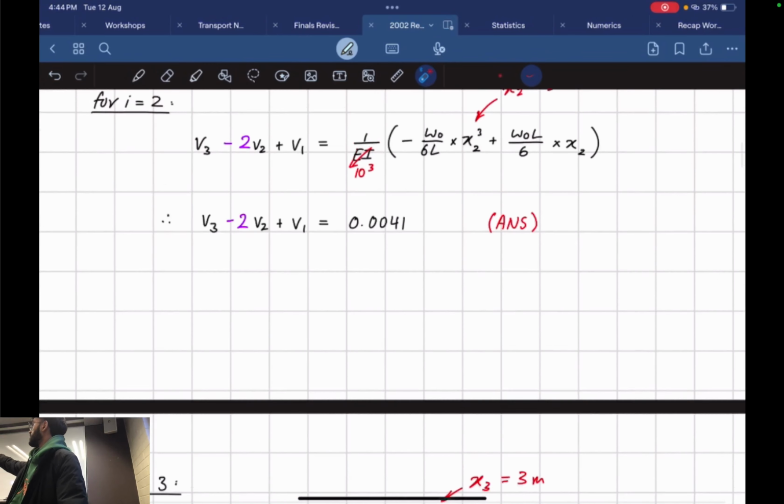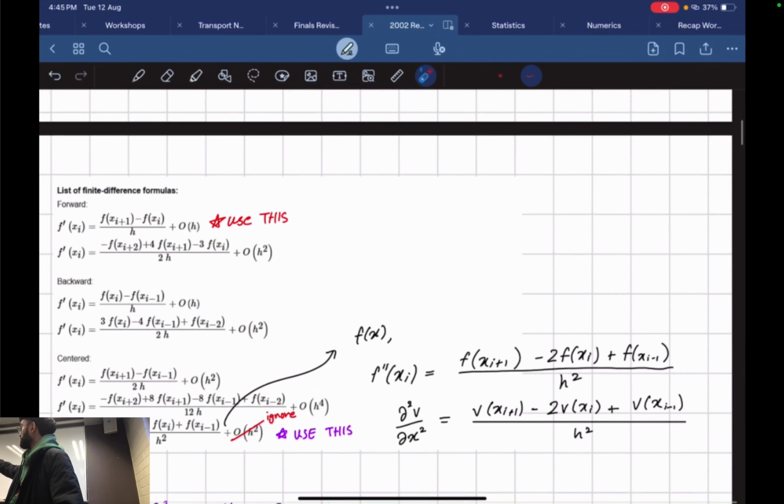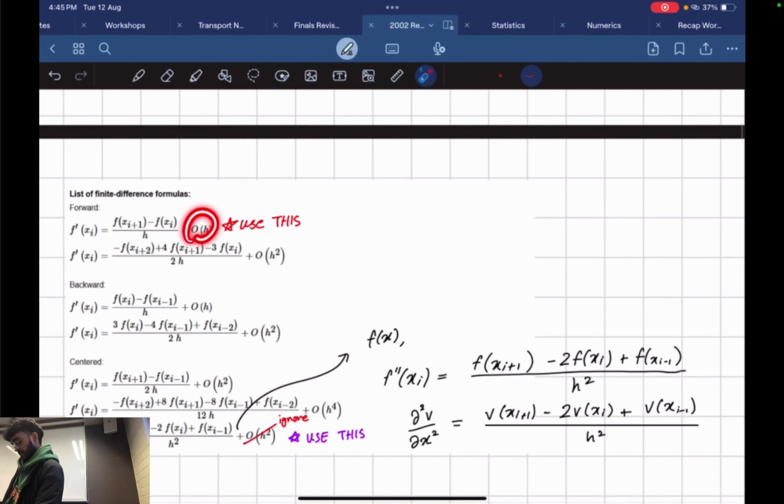Because the error on the first one's lower. First one, what? The error, so this one is lower. Okay. So you're going to use the one with the lower error. I think you can use the other one. I don't think it matters, but you can pick the one with the lower error.